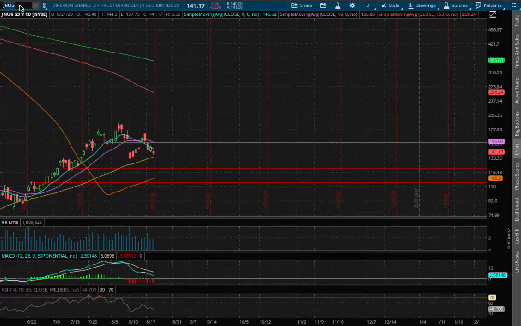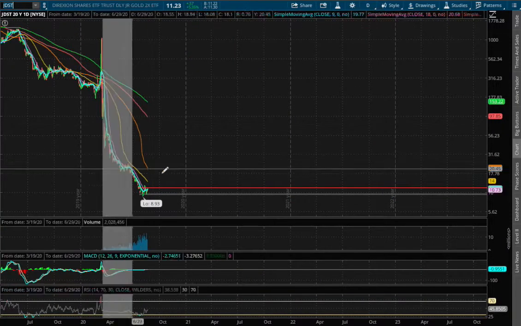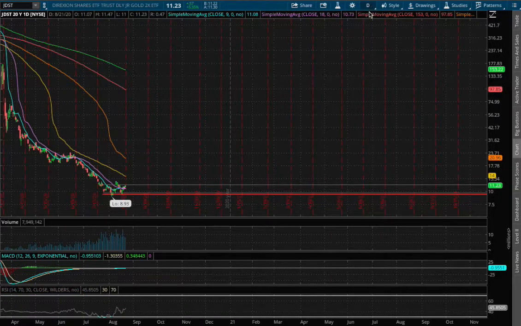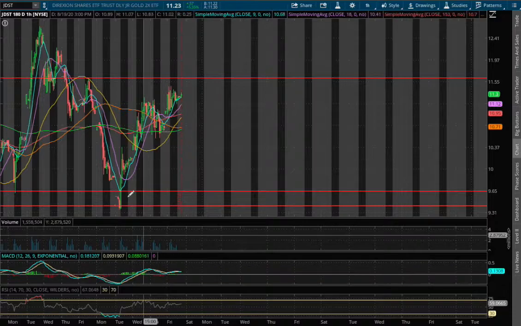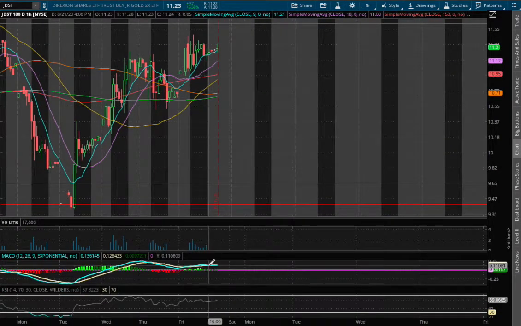So now let's examine JDST. On Friday, it closed above 5.4%. As for the 1 hour chart, we start to see sideways action, with a slight divergence on the 1 hour MACD.